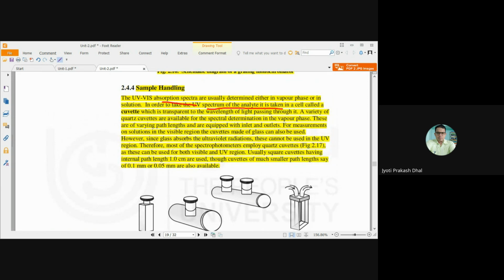Okay, so now coming to the sample handling part, the UV visible absorption spectra are usually determined for vapor phase or in solution phase. In order to take the UV visible spectrum of the analyte, it is taken in a cell that is called a cuvette, that we have already discussed. That cuvette is transparent to the wavelength of light passing through it.